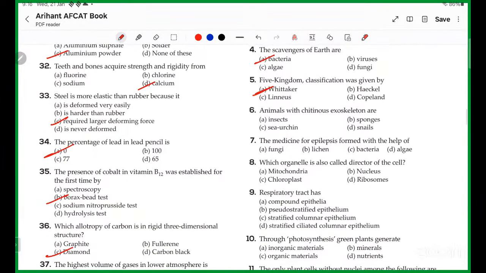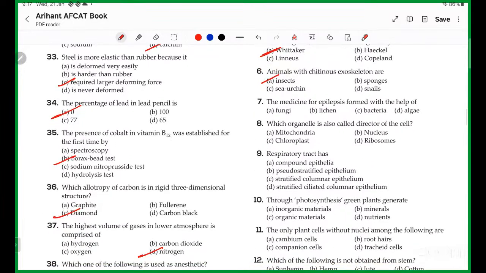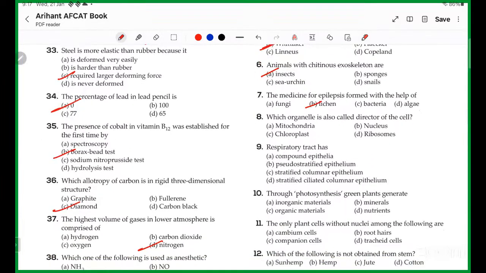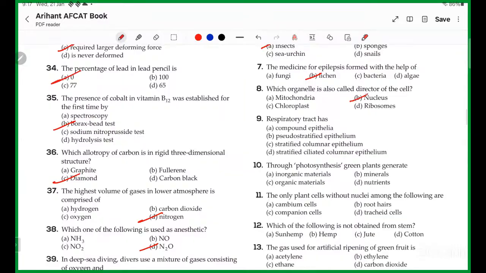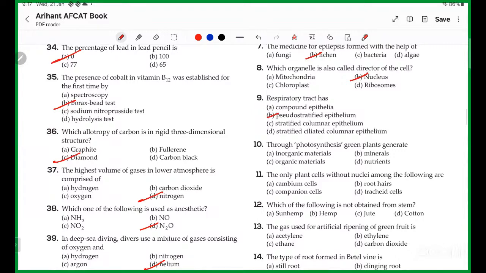The five kingdom classification was given by Whittaker. Animals with a chitinous exoskeleton are insects. Medicine for epilepsy is formed with the help of lichen. Which organelle is also called the director of the cell? Nucleus. The respiratory tract has pseudostratified epithelium.